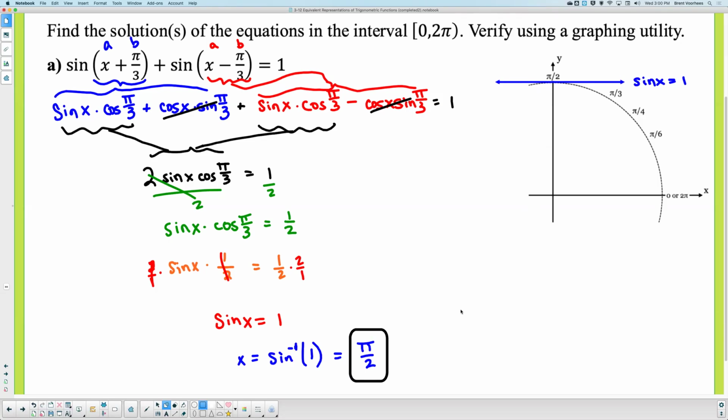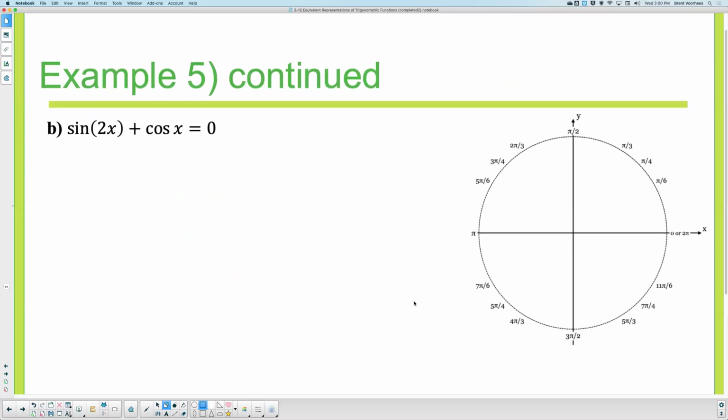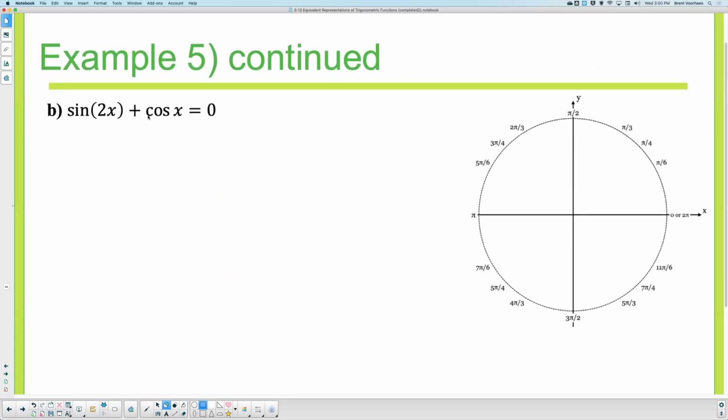Okay, so let's try another one, part B. It says sine of 2x plus cosine x equals 0. So I want to remind you, this is a double angle. And a double angle, it's easier to think about it as sine of x plus x. X plus x is 2x, plus the cosine x equals 0.